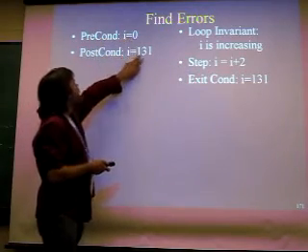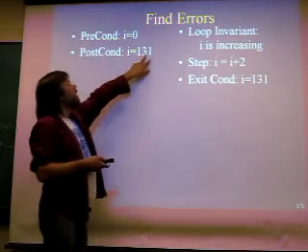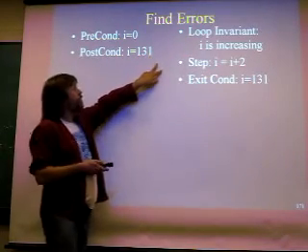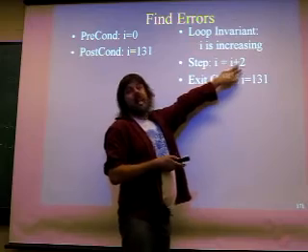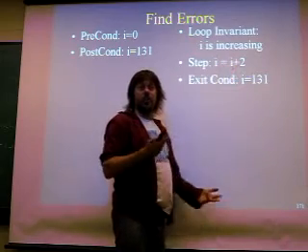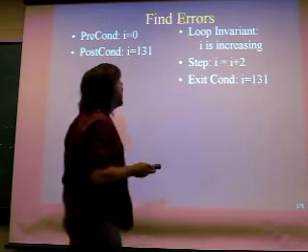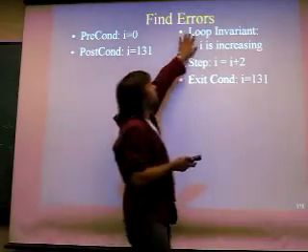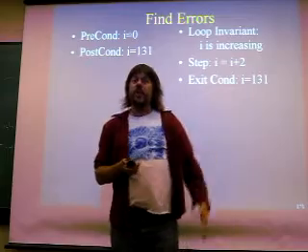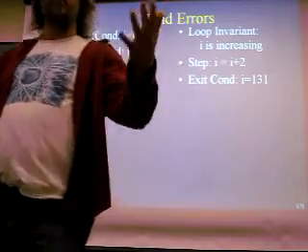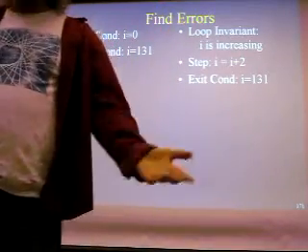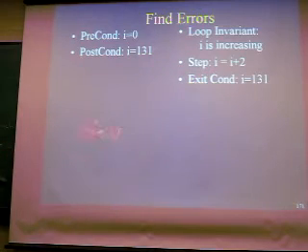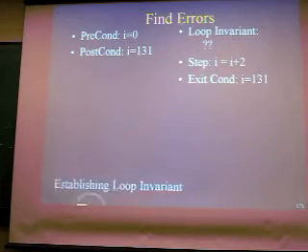You start with I equals 0, and you want to output the number 131, and you want to step by increments of 2, right? So what people would say, well, a loop invariant: I is increasing. Is that a good loop invariant? No, why not? It's an action, right? So we don't want that. We don't want an action, we want a picture.